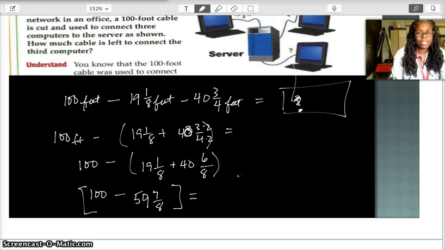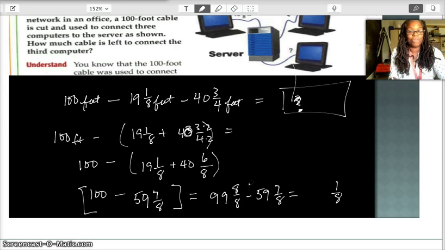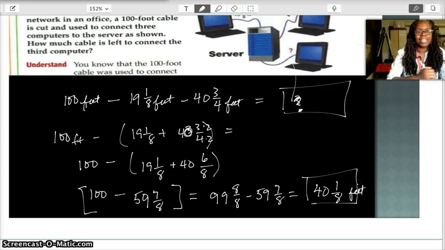You guys know that we can use our little borrowing technique, so we can write this as 99 and 8/8, right? Because 99 plus 1 is 100, and I'm using 8/8 because that's a convenient fraction given my denominator, minus 59 and 7/8. The beautiful thing is that the fractions will be fine, just the larger fraction is with the larger number, and so 8/8 minus 7/8 is 1/8, and then I move over to the whole numbers: 99 minus 59 is 40. So there's 40 and 1/8 feet of cable left to finish off this computer networking system.